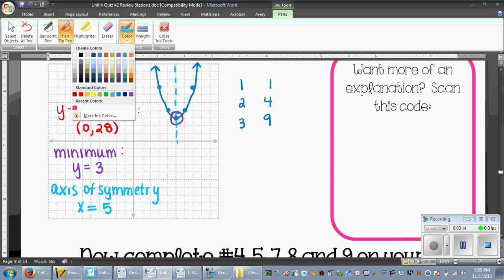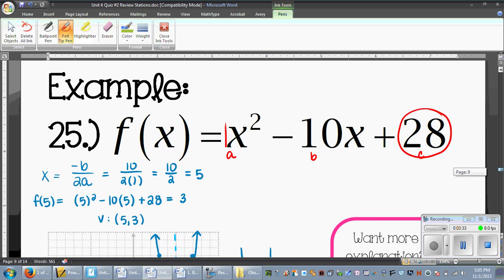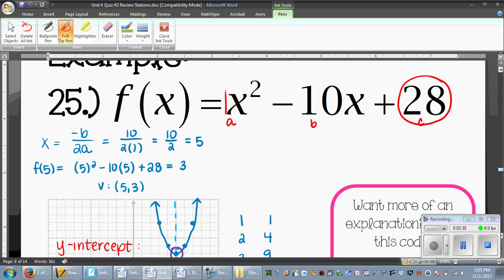And the last thing about this graph are the x-intercepts. In this case, there are not any x-intercepts because the graph does not cross the x-axis. What that tells me is that my solutions to this equation are going to be imaginary, and that because they're imaginary, I will have to find them by using the quadratic formula.